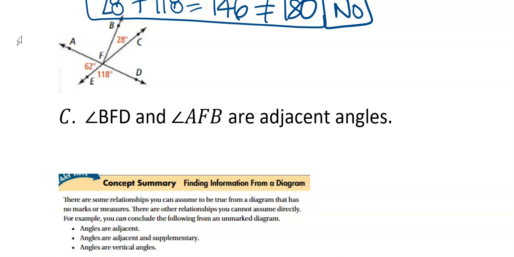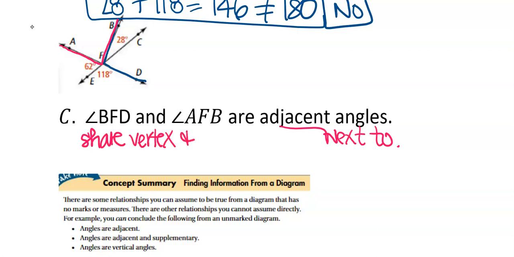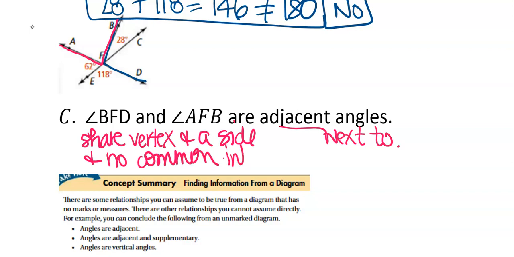Are BFD and AFB adjacent? So BFD and AFB. Okay, so remember, in English, if you are adjacent to something, you are next to. No spaces. So with these, they share a vertex and a side and no common interior points. So yes.